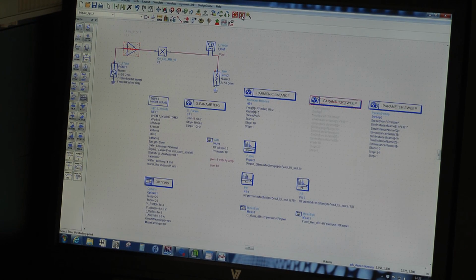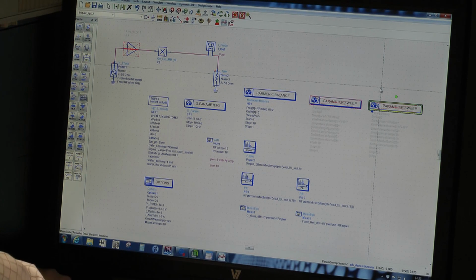So let's see what happens if we now turn off the sweep of the power and just do a fixed simulation, 15 gigahertz plus 18 dBm, and let's have a look at the output spectrum.